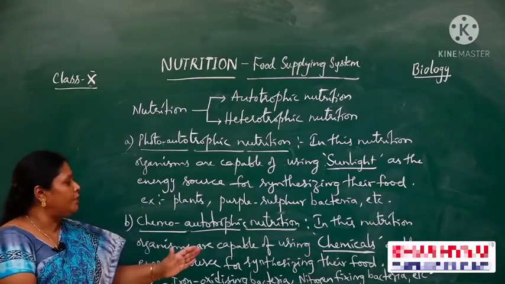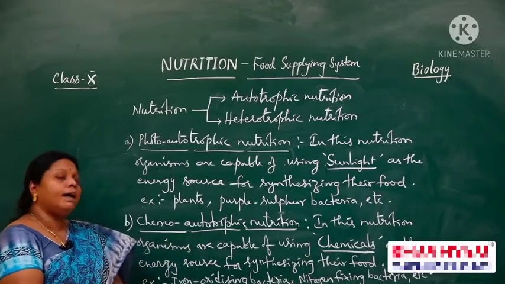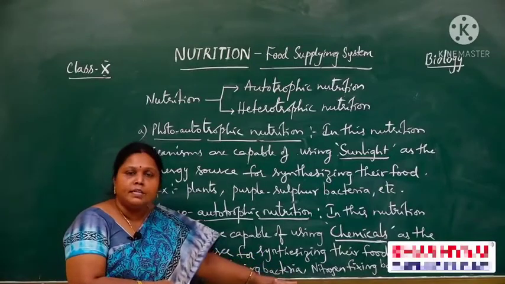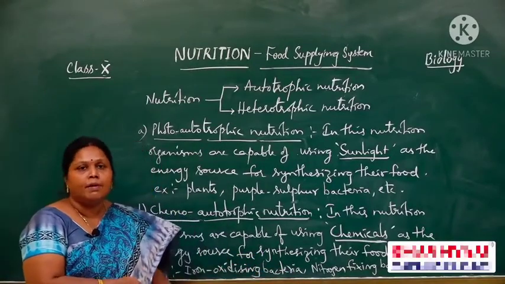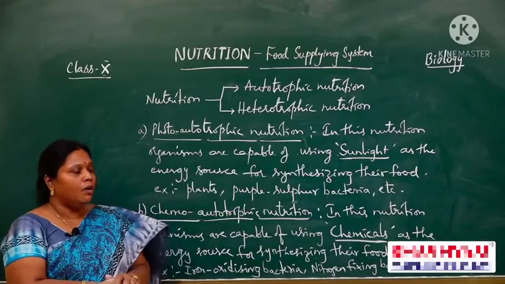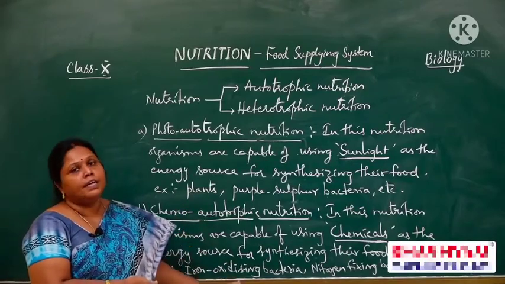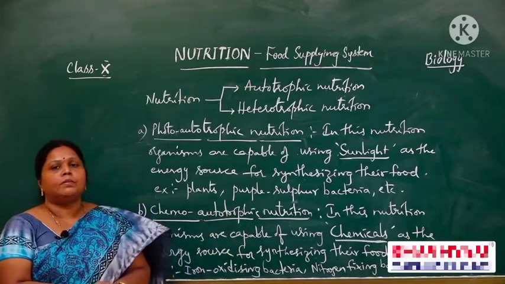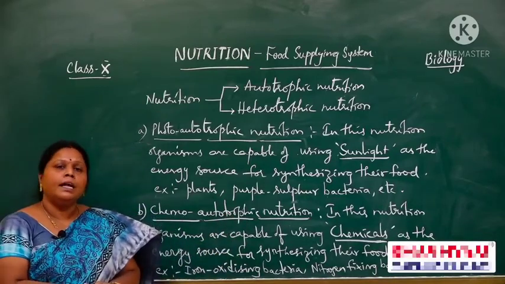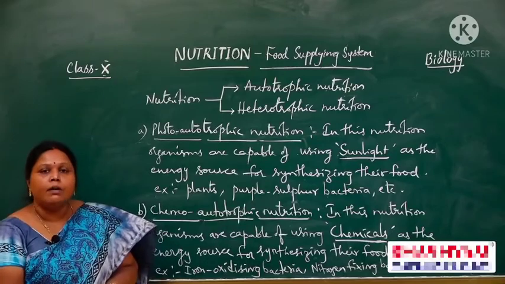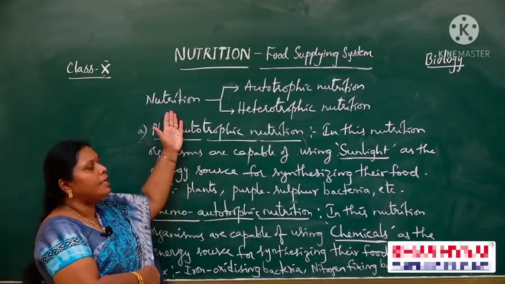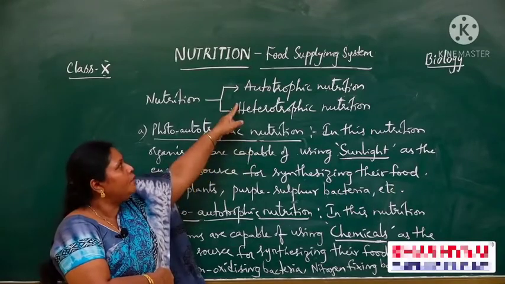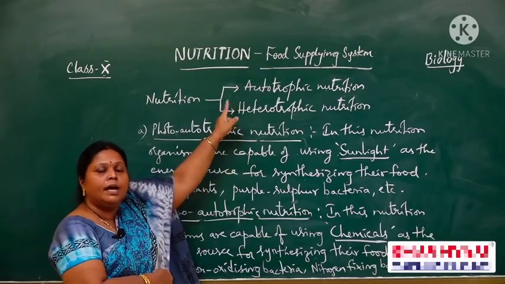Now examples for chemoautotrophs: they are iron oxidizing bacteria, nitrogen fixing bacteria, sulfur oxidizing bacteria, etc. So based on the source of energy available, the autotrophs are divided into two types. They are photoautotrophs and chemoautotrophs. As I already told you, nutrition is of two types: autotrophic nutrition and heterotrophic nutrition. So we had seen autotrophic nutrition and its types.